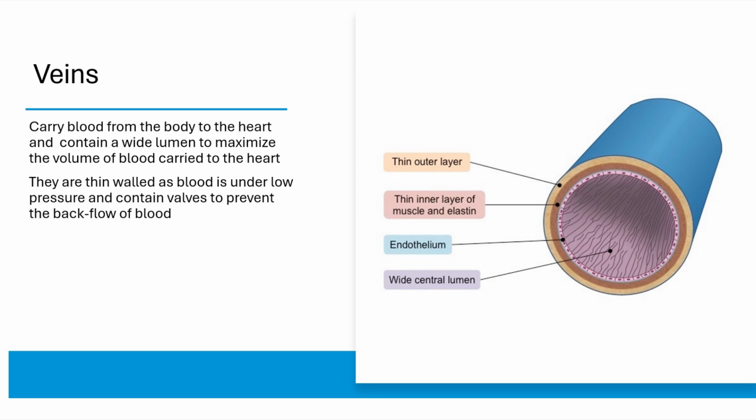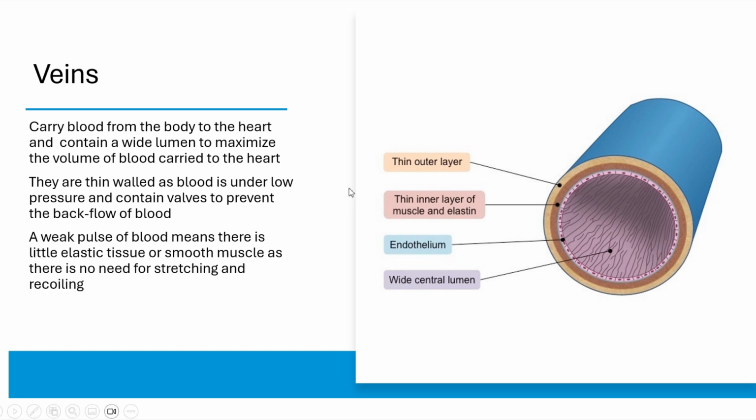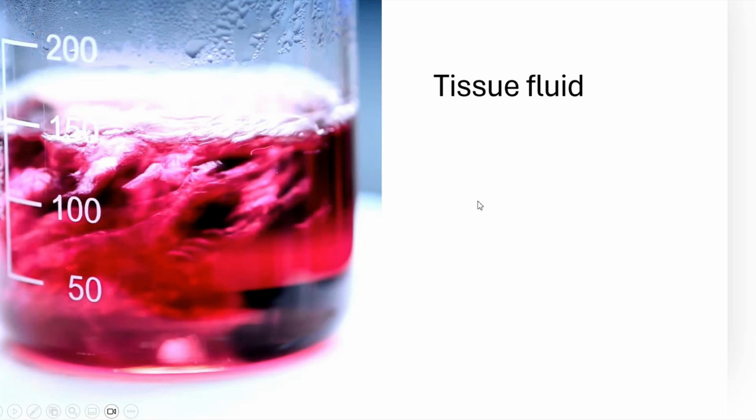Because they have low pressure, the blood is not going to be moving in one direction. It's going to want to go back since it's moving so slowly. So you have to have these valves in them to stop the backflow. There's little elastic tissue or smooth muscle as there's no need for stretching and recoiling. Since the pressure is so low, there's no need to withstand it, which means you can maximize the amount of blood that you're moving.